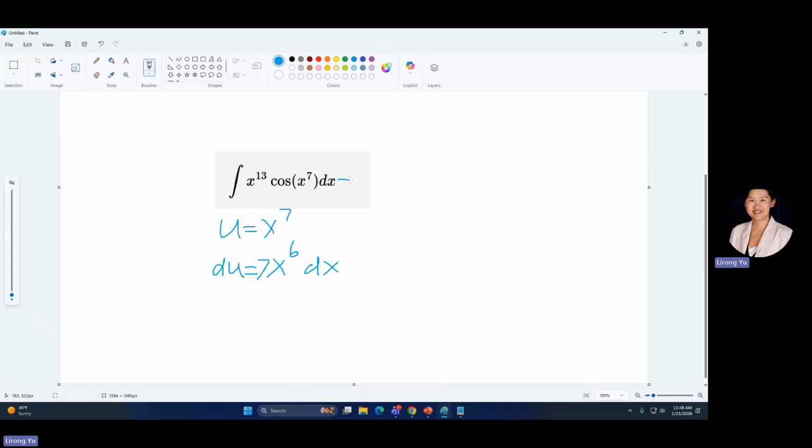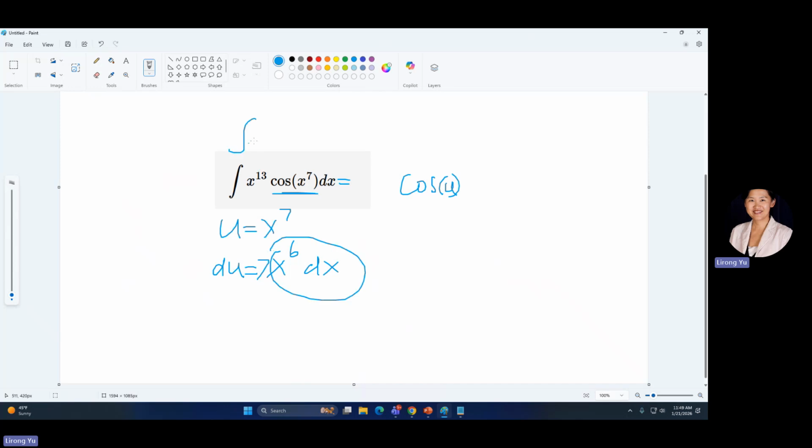Okay, so now we're going to do a substitution. Substitution changes your integral and also changes your variable. Integration by parts does not change the variable. So this is going to change to cosine u, because u is the whole inside part. And then the x to the 6th power dx will be the du.